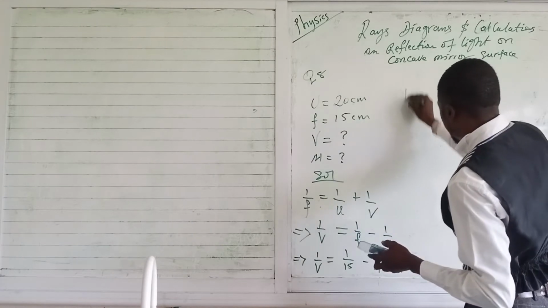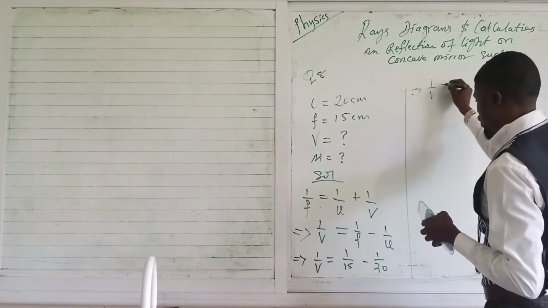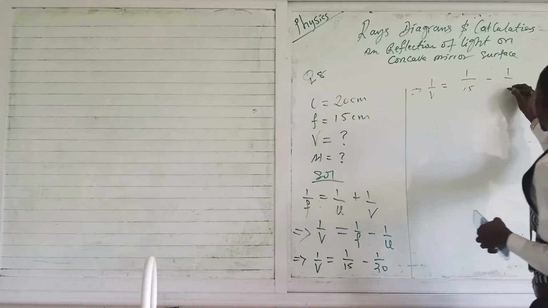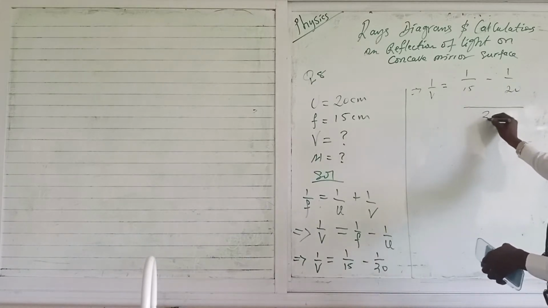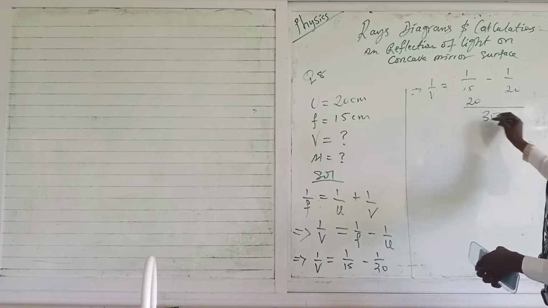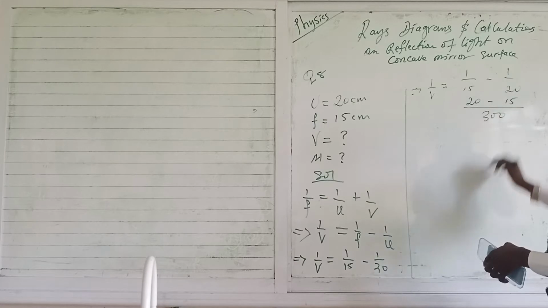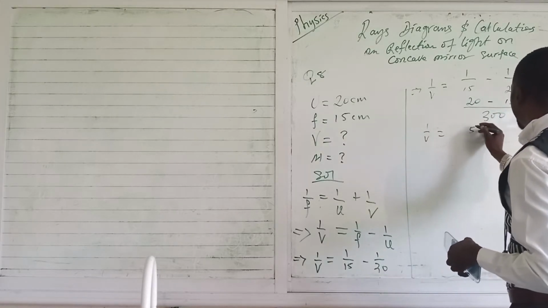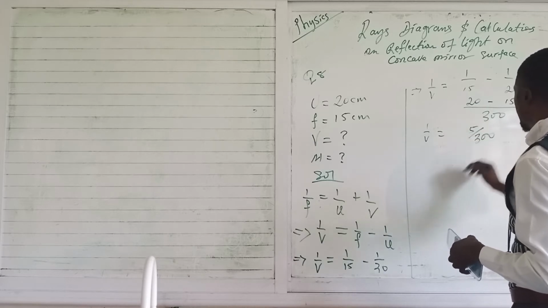So this implies that 1 over V is equal to 1 over 15 minus 1 over 20. We take the LCM. This and this will give you 300. 300 into this will give you 20. This into this will give you 15. So 1 over V is equal to 5 divided by 300.